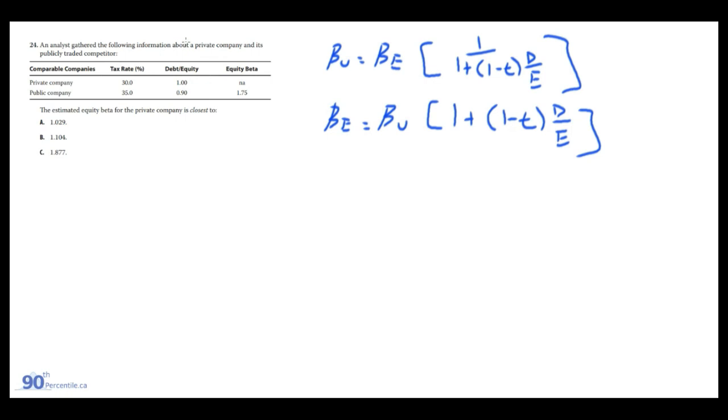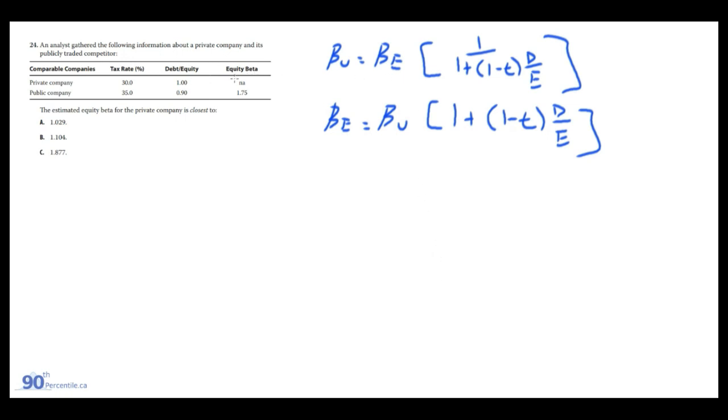An analyst gathered the following information about a private company and its publicly traded competitor. So we have private up top, public on the bottom, tax rate, debt to equity, and equity beta. The estimated equity beta for the private company, which we don't have, is closest to what? Okay, so this is a practical application of when you would actually have to unlever and relever a beta.